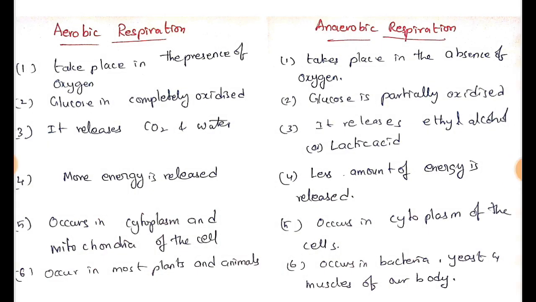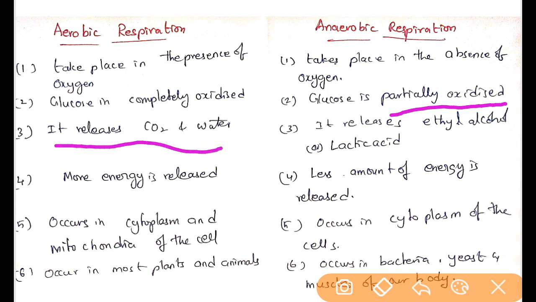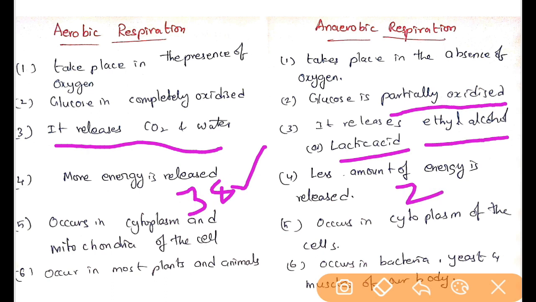So let us see the difference between aerobic and anaerobic respiration. Aerobic respiration takes place in the presence of oxygen. Anaerobic takes place in the absence of oxygen, in the sense it doesn't need oxygen, friends. Glucose is completely oxidized in aerobic respiration, whereas it is partially oxidized in anaerobic respiration. Aerobic releases CO2 and water, and anaerobic releases ethyl alcohol or lactic acid. More energy is released, that is 38 ATPs, friends. In anaerobic, only 2 ATPs are released.